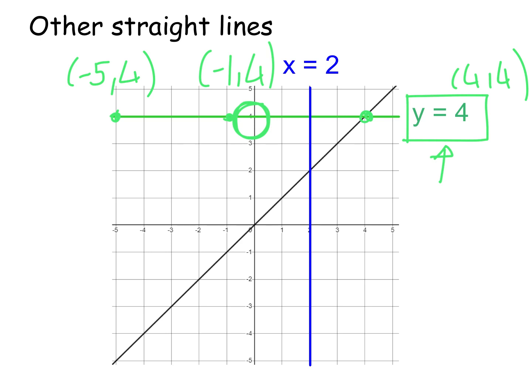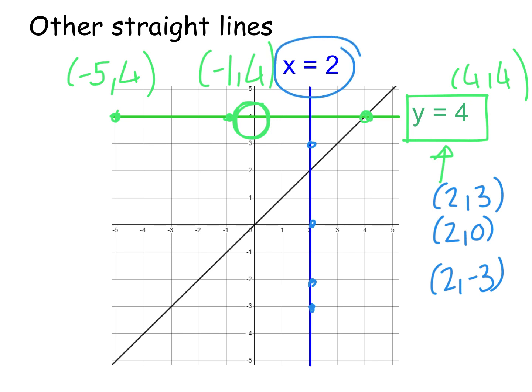Now the blue line is similar. Every single point on this line is along 2, so we've got 2, 0, we've got, let's pick this one below, 2, -3, and up here, we've got 2, 3. Every single one of them has an x coordinate of 2, therefore it has the equation x equals 2.